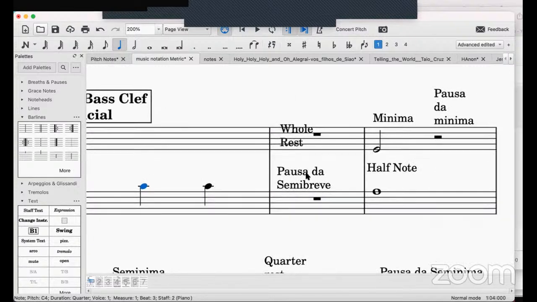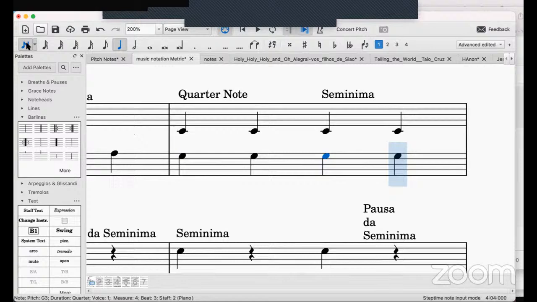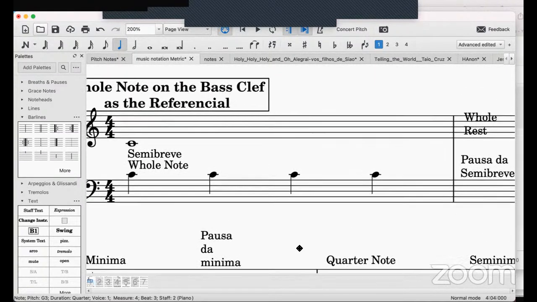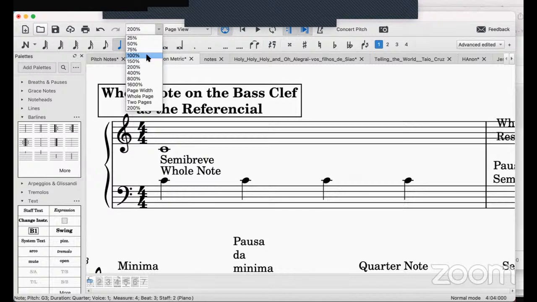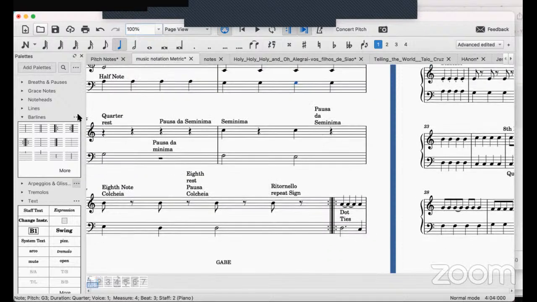Ta, ta. This is a quarter note. Again from the beginning. Ta, ta, ta, ta, ta, ta, ta, ta.